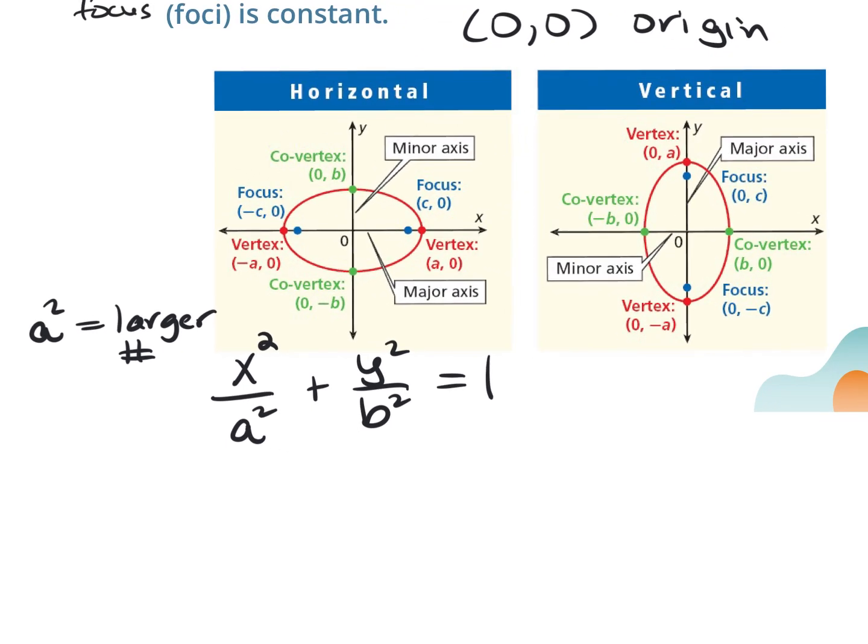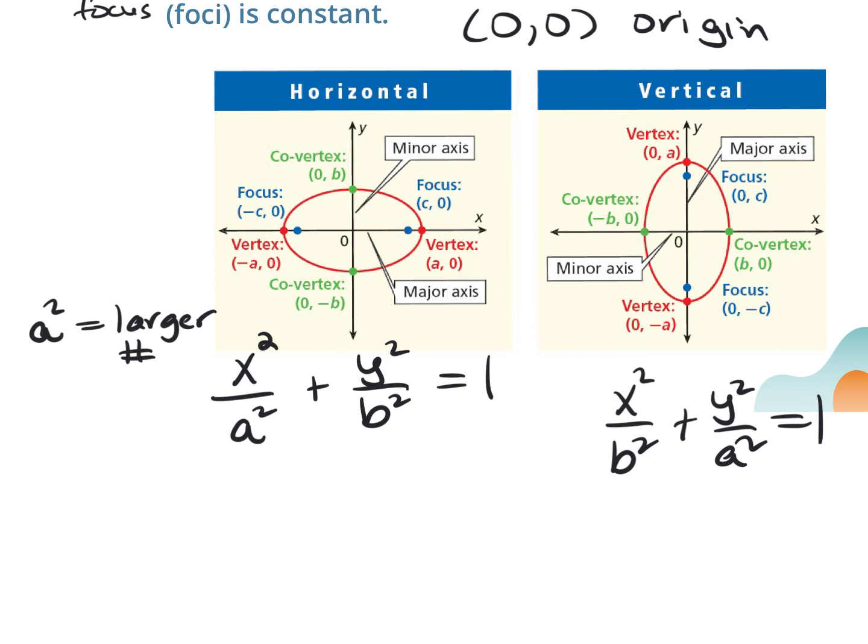When a squared is under y squared, so here I'm going to switch it, then my ellipse is vertical. So my major axis is up and down vertically, and the minor axis is horizontal. The endpoints of my major axis are the vertices. The endpoints of my minor axis are the co-vertices.